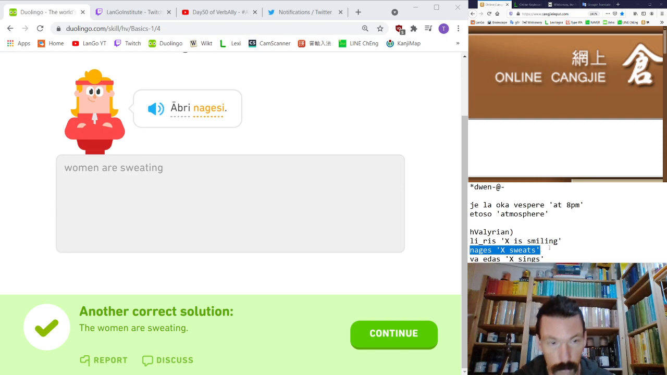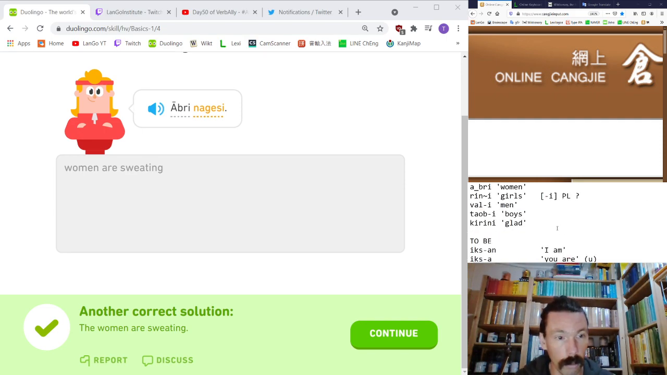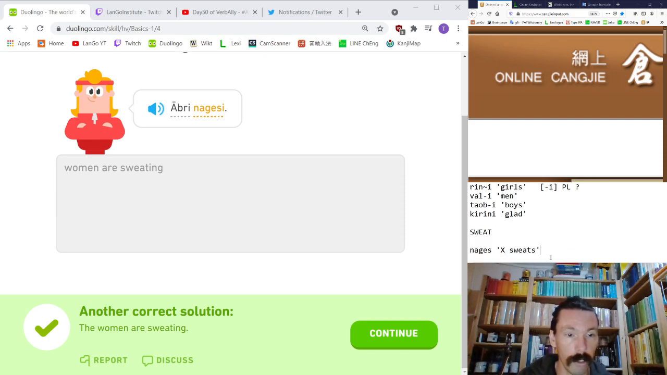I'm just going to copy this older one and put our new forms next to it. This is the verb sweat. Nages, third person, third singular, so 3S. And this one, Nagesi. You sweat. No, this one is they sweat, rather, not you.